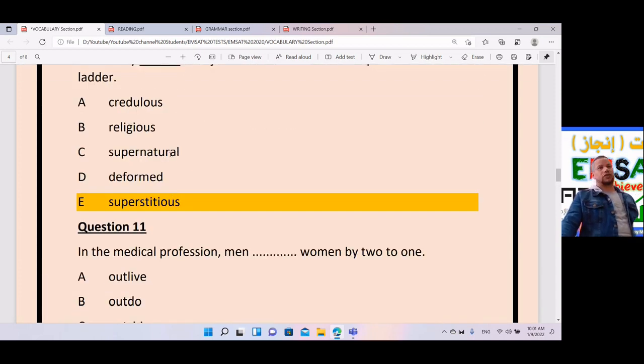Not religious, not supernatural. I'm not talking about a logical power or illogical power. No, I'm talking about superstition here.